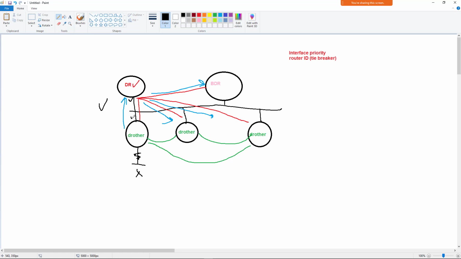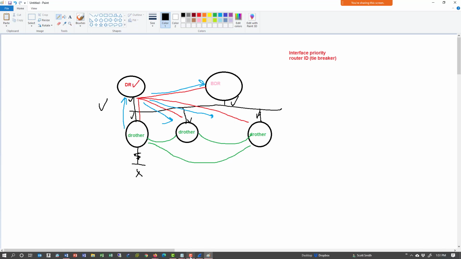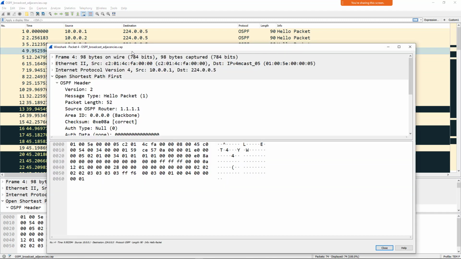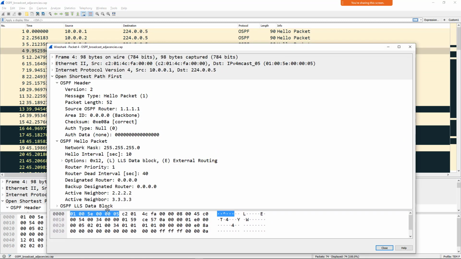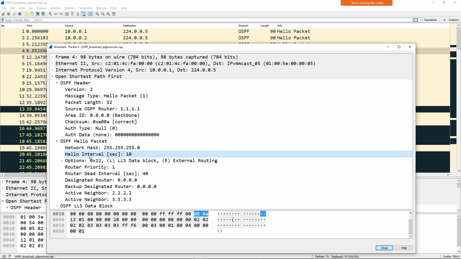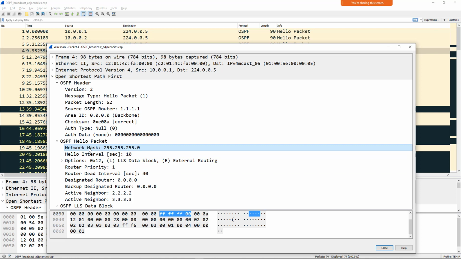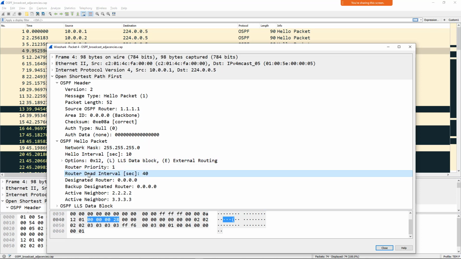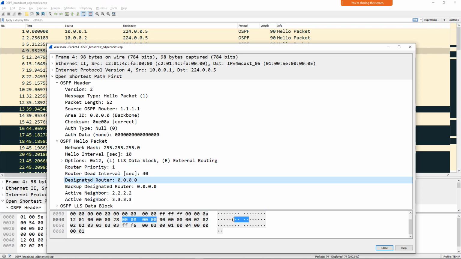There's one on this interface, there's one on this interface, there's one on this interface and this interface. That priority value can be anything from 0 to 255. It's an 8-bit field. If I come into my Wireshark capture and I look at the hello packet, highlight the router priority, you can see it's a 2 hexadecimal value field, which means it's an 8-bit field. The hello interval is a 16-bit field. Subnet mask, of course, 32-bit field. Dead interval is a 32-bit field. Router ID is a 32-bit field, and so on.